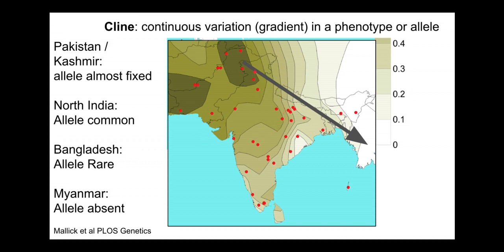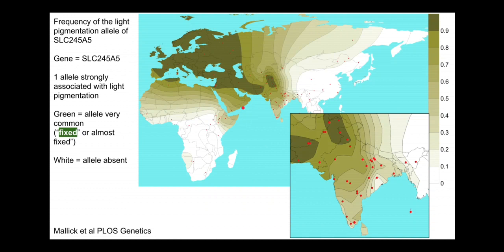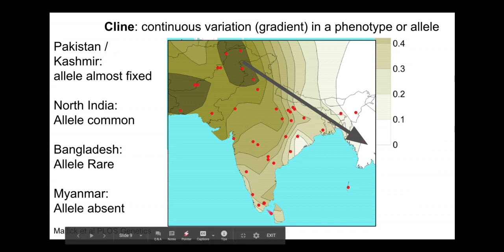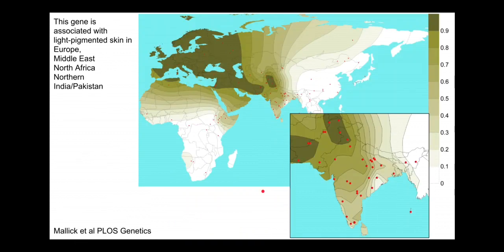So again, we have a cline here, and this is where this clinal pattern repeats itself. We've seen this cline within Africa, north to south. We also see it from northwest to southeast throughout the Indian subcontinent. So in Pakistan and Kashmir, I believe those are up here, this allele is almost completely fixed. But then as we move towards Bangladesh, the allele decreases in frequency. As we move south through India towards Sri Lanka, the allele also declines in frequency.